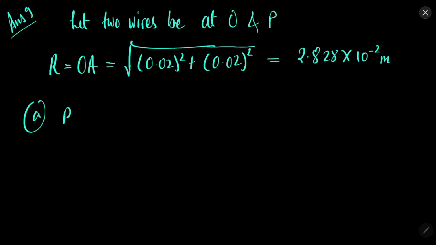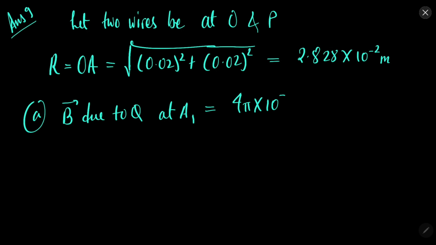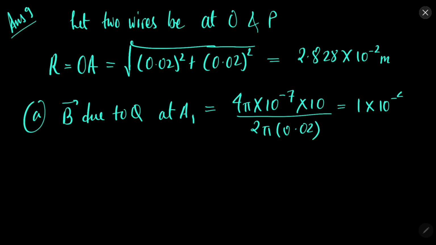Now first part, B due to Q at A1, it will be 4 pi into 10 to the power minus 7 into current over 2 pi r, distance. So it will be 1 into 10 to the power minus 4 Tesla, perpendicular towards upside.